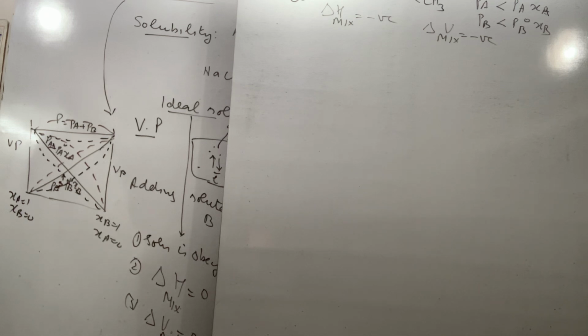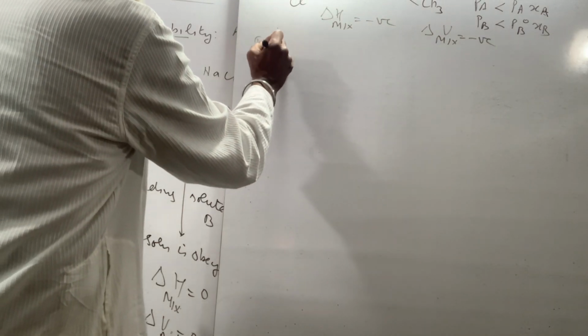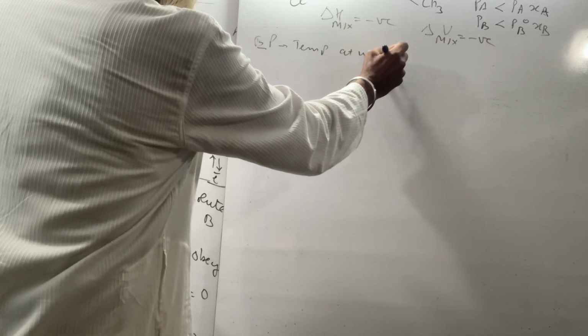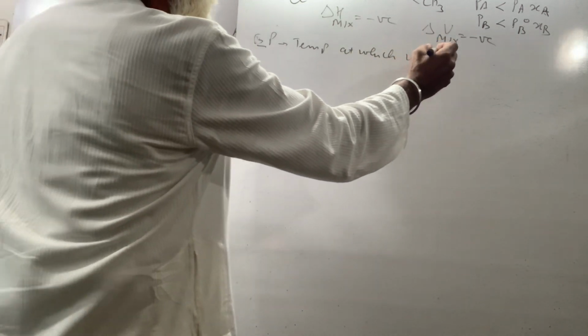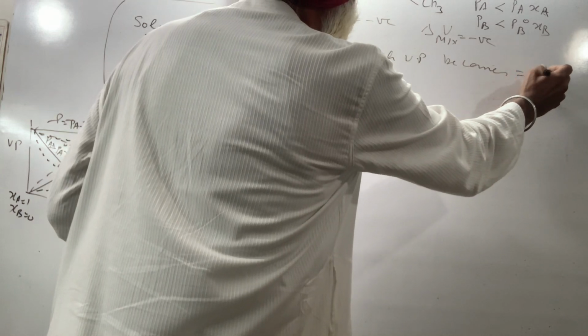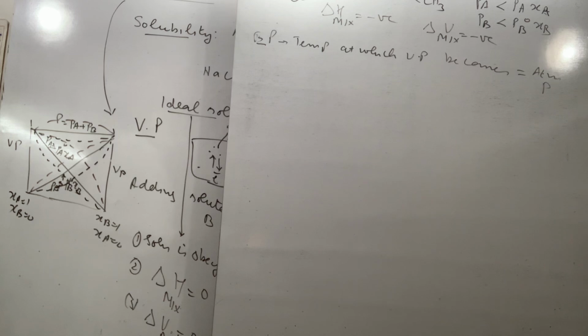and positive deviation will form azeotrope with minimum boiling. Because what is boiling point? Boiling point means the temperature at which vapor pressure becomes equal to atmospheric pressure. So as a result of that, azeotropic mixtures are there in case of non-ideal solution.